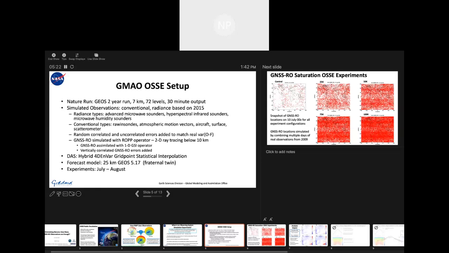The data assimilation system we're using is the hybrid 4D-EnVar GSI. And we're doing these 2-month experiments with the GEOS model running at 25 kilometers. So this is the system I'm going to use for all the results I'm going to show you here.